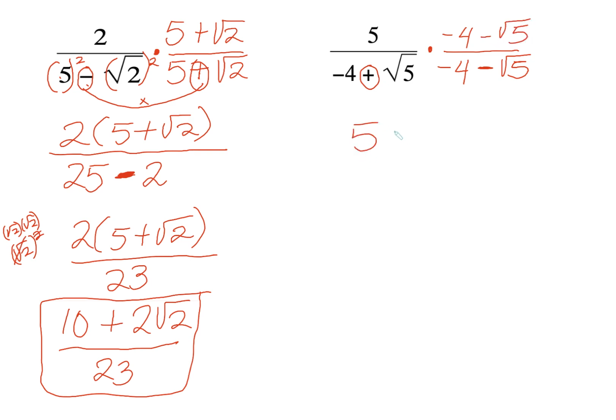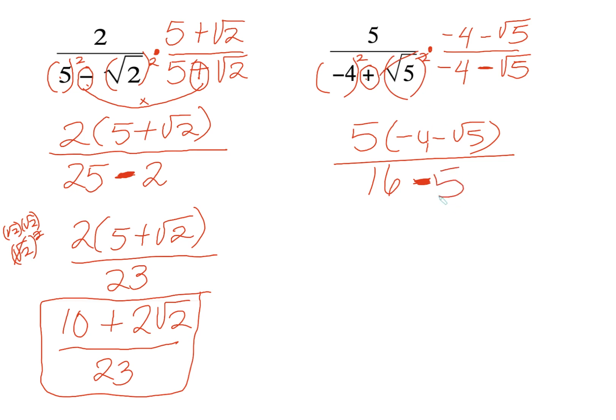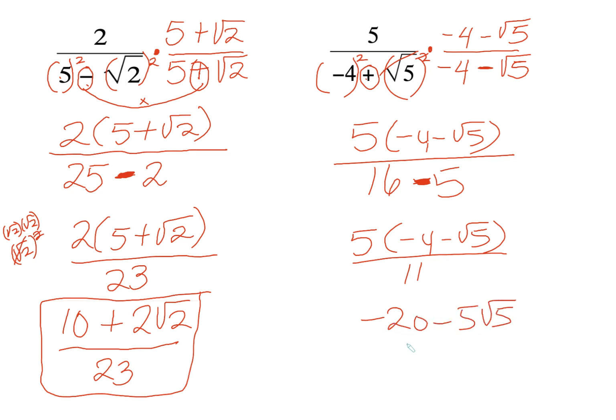So the numerator is easy. This will be 5 times negative 4 minus radical 5. And the denominator, remember what I said, a little shortcut. Negative 4 squared is 16. Remember, the sign in the middle will always be a negative because a positive times a negative is a negative. And here I'm going to square. This square cancels the square root, so this will give me 5. So I have 5 times negative 4 minus radical 5, and 16 minus 5 is 11. Again, some people want you to distribute. So this would be negative 20 minus 5 radical 5 over 11.